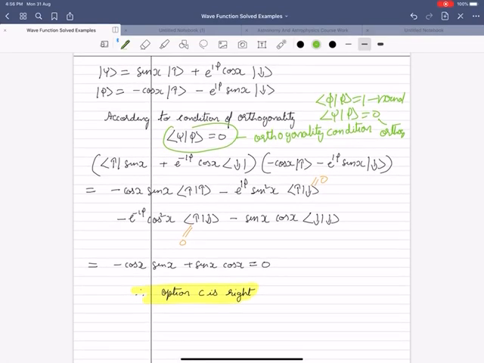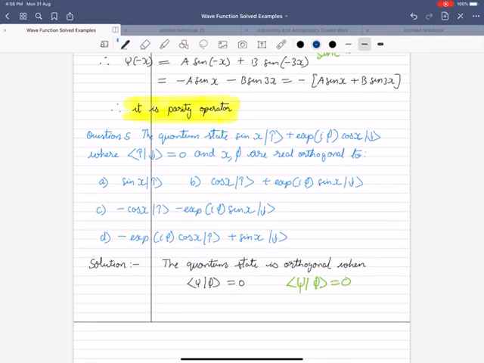And see, basically when you operate, you will remain with these 2, because this is given in the question. So what you will be left with is this. Up means plus, and down means minus. So minus becomes plus, and they will cancel each other, and you will get 0. Okay, so option C is right. Option C is this, and that means you have to choose option C to satisfy the given orthogonality condition.